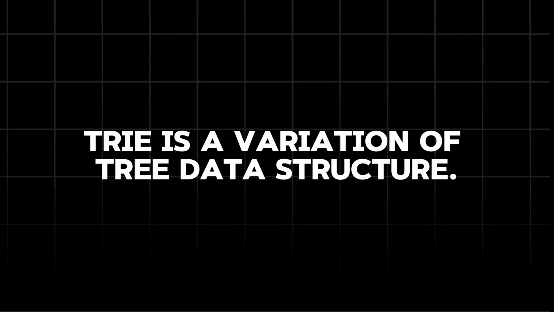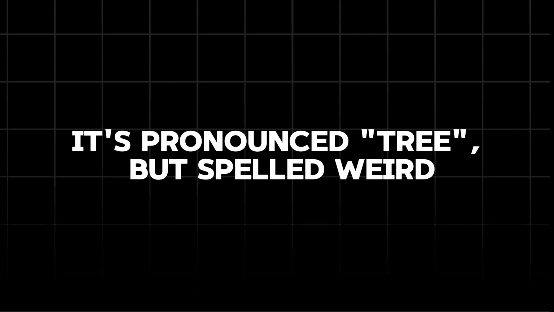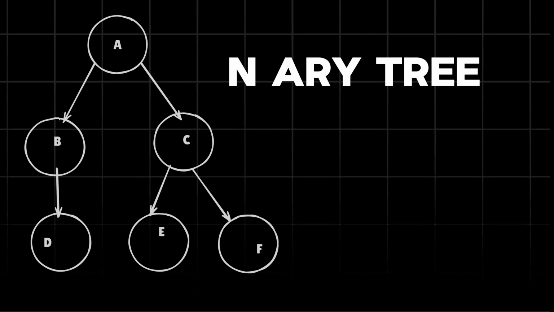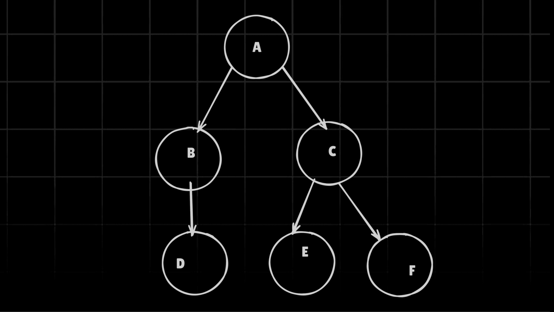Trie is a variation of tree data structure. No, not try, it's pronounced trie, but spelled weird. Just like N-ary tree data structure, a trie can have N children stemming from a single parent. Usually all the nodes in a trie would store some character. Assuming we are only dealing with English words, here's how a simple example of trie may look like.